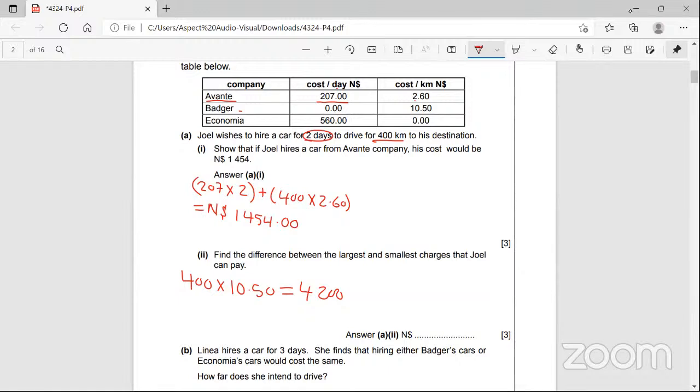So this one is giving you how much? It's giving you 4,200, right? Yes, okay. Now you know the amount for this company, and this one you also know. Therefore you need to find the amount for the other company. How much money will he pay if he goes with Economia?